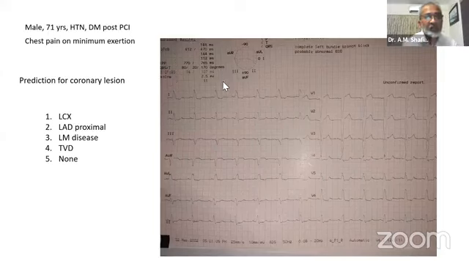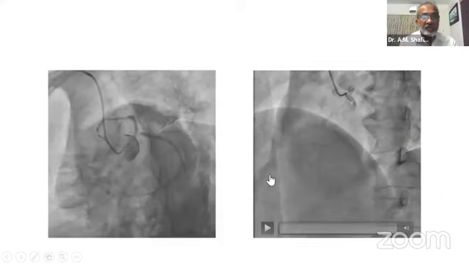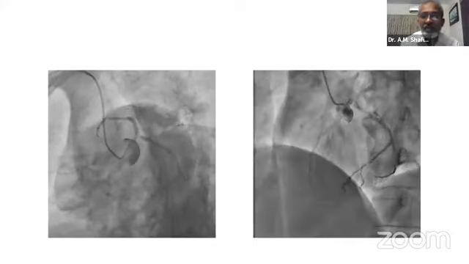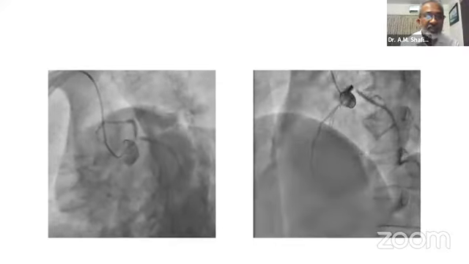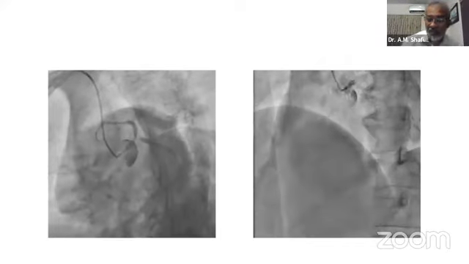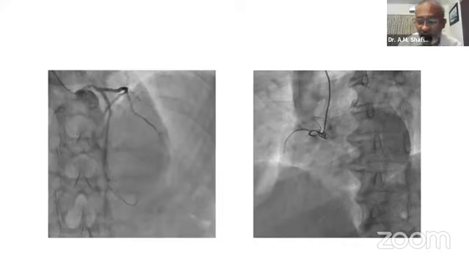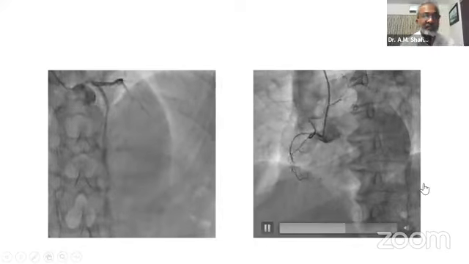So LAD proximal is the maximum answer, right? Let's see what has actually happened in this patient. There is a severe left main disease with LCX 99%, LAD 90%, and left main 90%. This patient doesn't have any support from the RCA even.